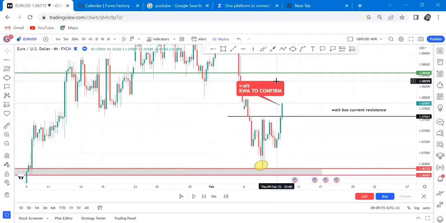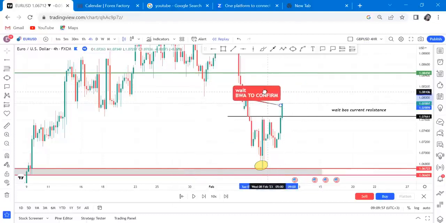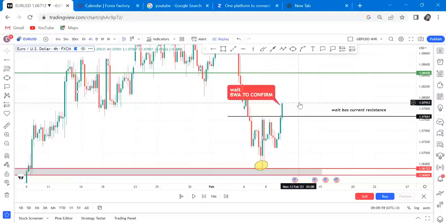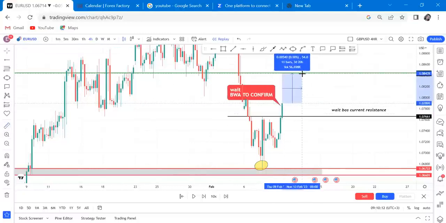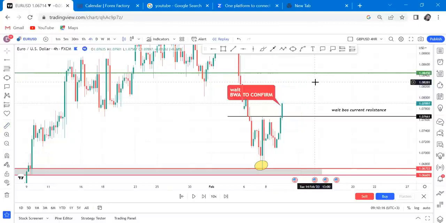So for me, I was not ready to enter immediately. But those who entered here, the market will reach here. If you see this and you enter, the market will eventually give you 54 pips to the half. But for me, I wanted more surety that this buyer will not make me wait forever.